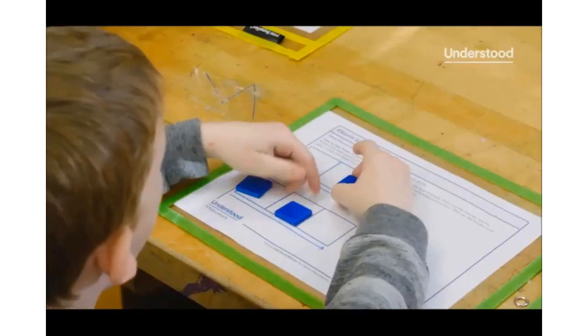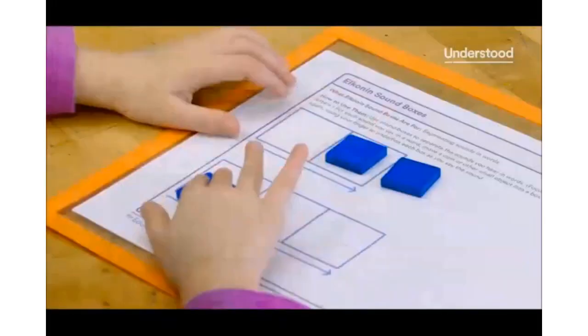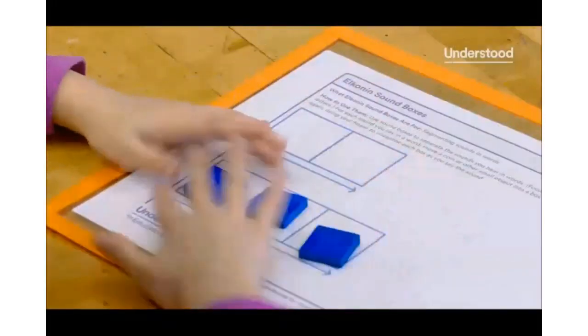I use Elkonin sound boxes to help the children hear sounds that put words together. So each time that they're making a sound, they're pulling that sound into the box and trying to form each sound together to create a full word.